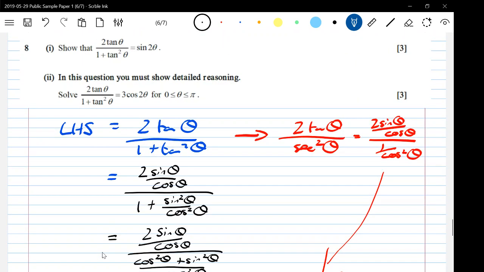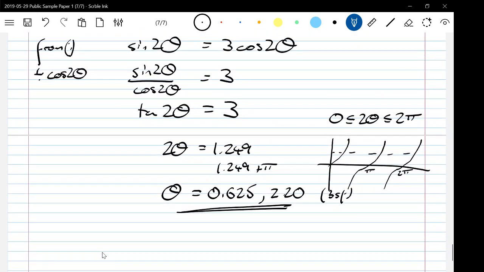Is that all right? Yep, and there we go. And that's maths.